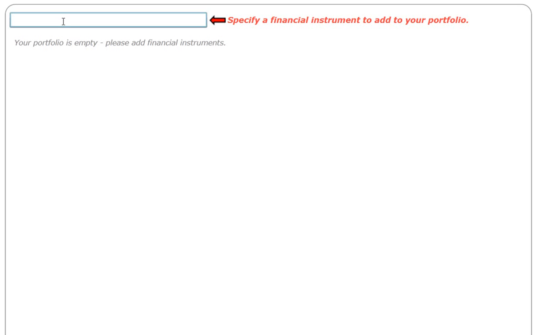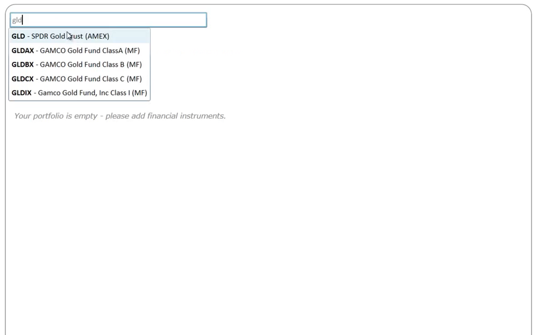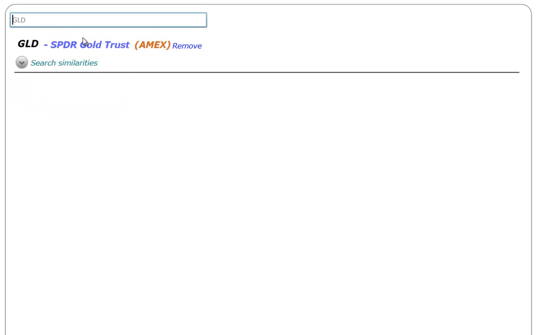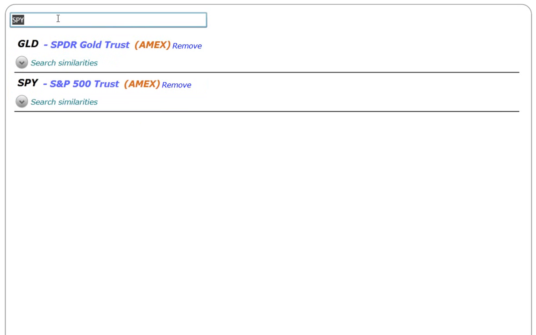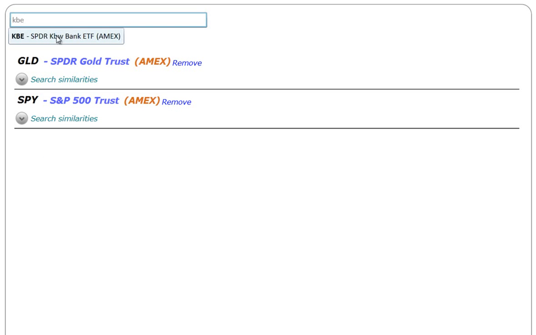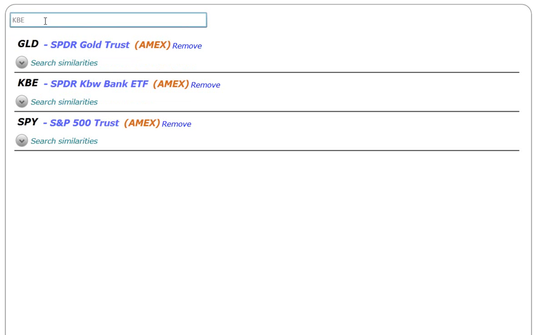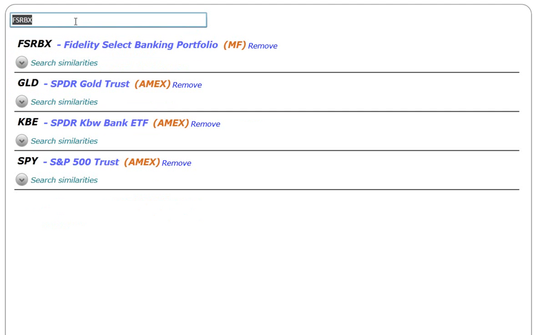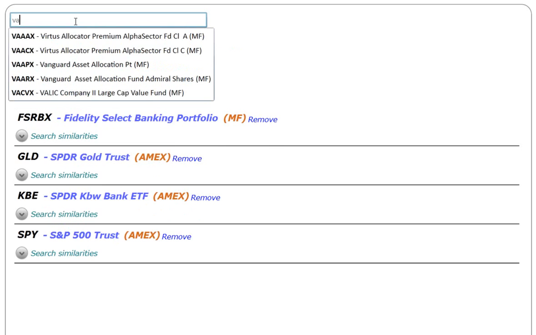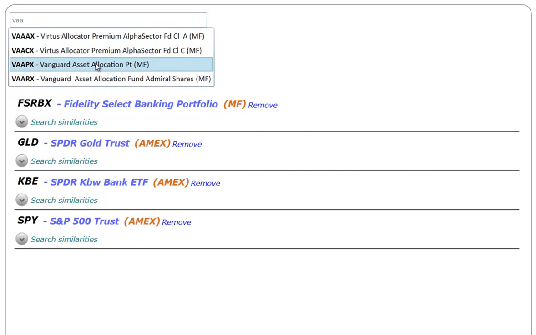Let's add several: GLD, an ETF focused on gold. SPY, an ETF focused on the S&P 500 index. That's a banking ETF. Let's add a mutual fund, Fidelity Select Banking Portfolio. Let's add some Vanguard mutual fund.